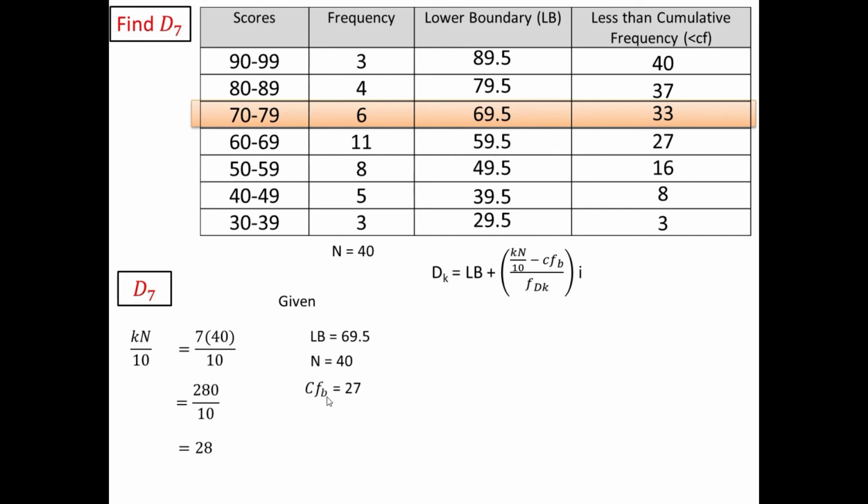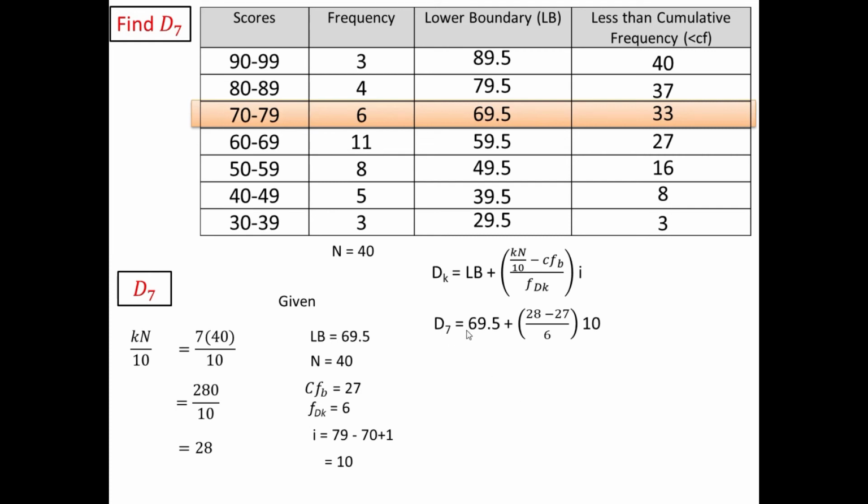Cumulative frequency before. So, ito yung ating 7th decile class. So, cumulative frequency before, yung nasa baba nun is 27. Kaya ang value nito ay 27. Ang frequency of the decile class is 6. Kaya siya 6 dito. Interval is 79 minus 70 plus 1. 79 minus 70 is 9 plus 1 is 10. So, ang interval natin ay 10. Nakuha na natin to ngayon. Substitute natin sa ating formula. By substitution, we have this.